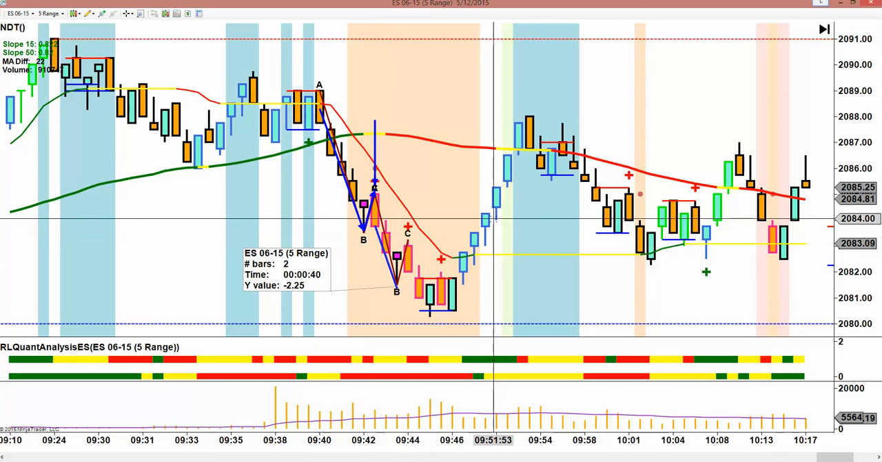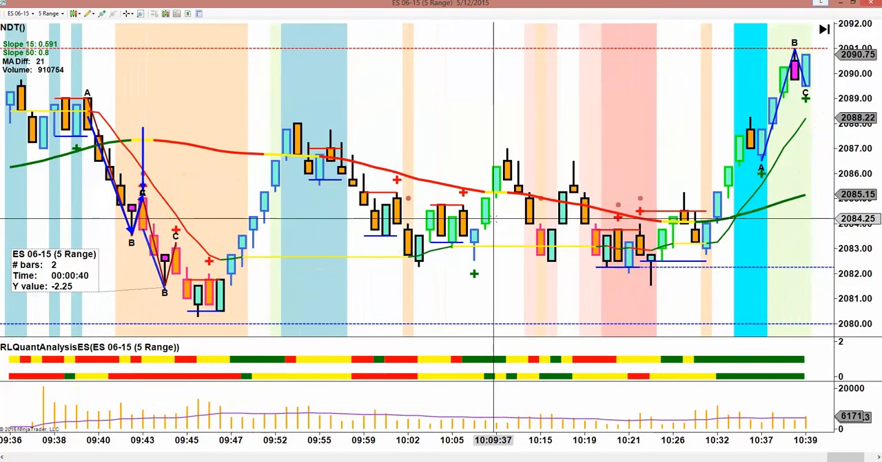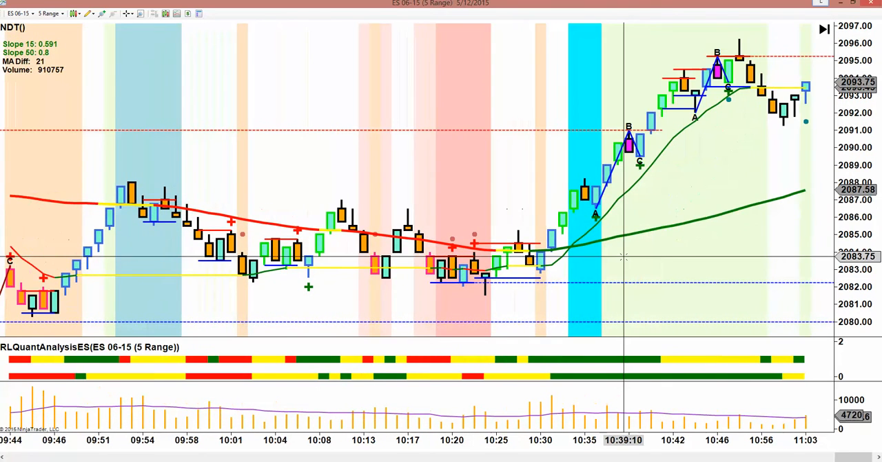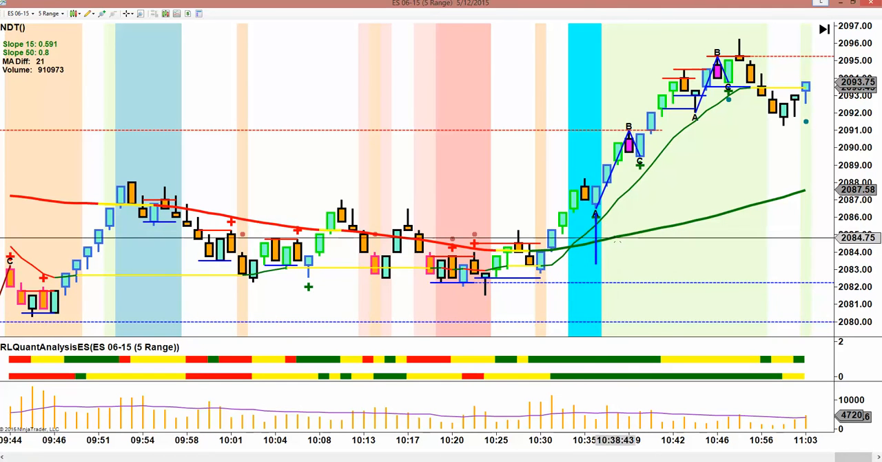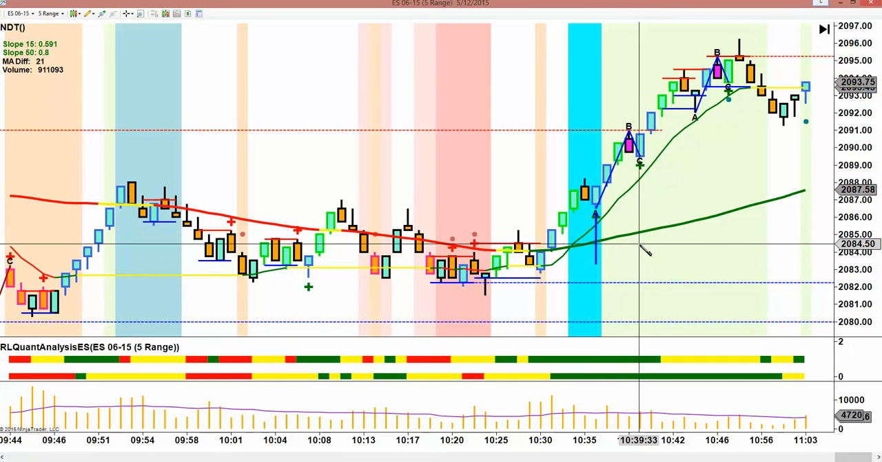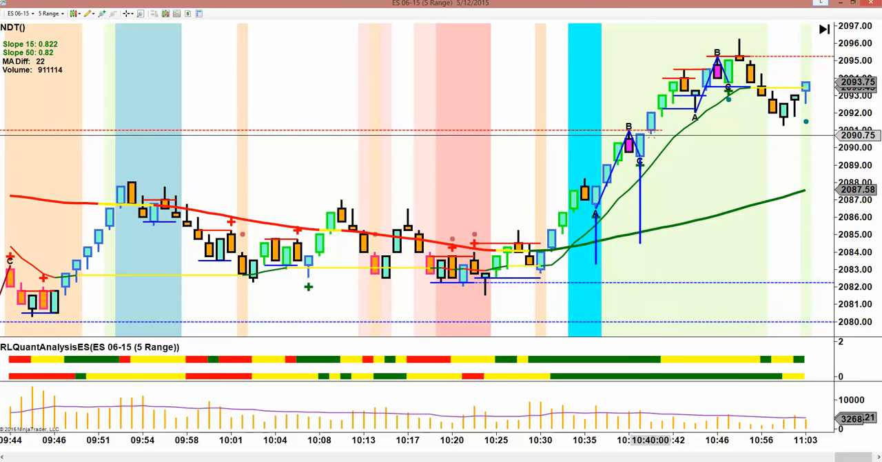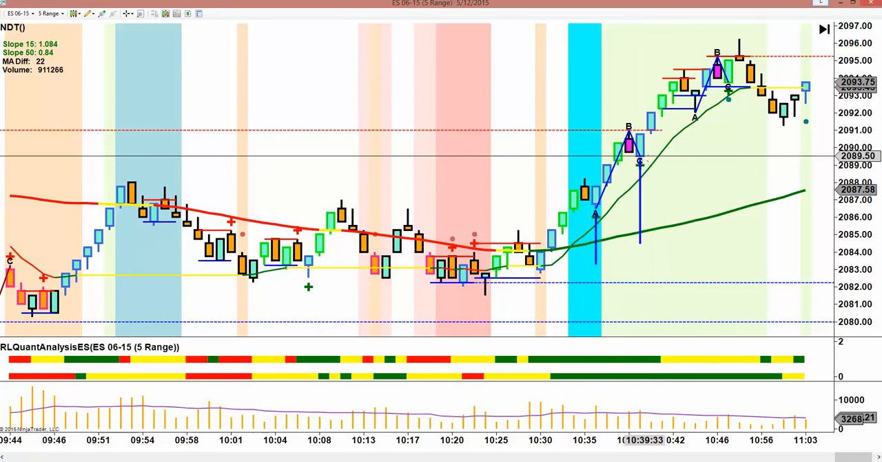And then we got this reversal. And now, long after we're out of the room, we've got these great trades. There's a long here. Now that's a tougher long into a pivot. But you can see dual quant.